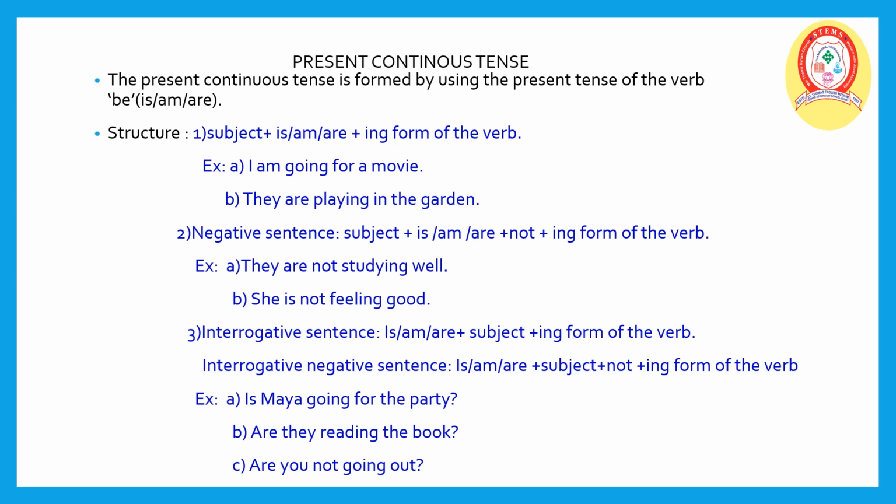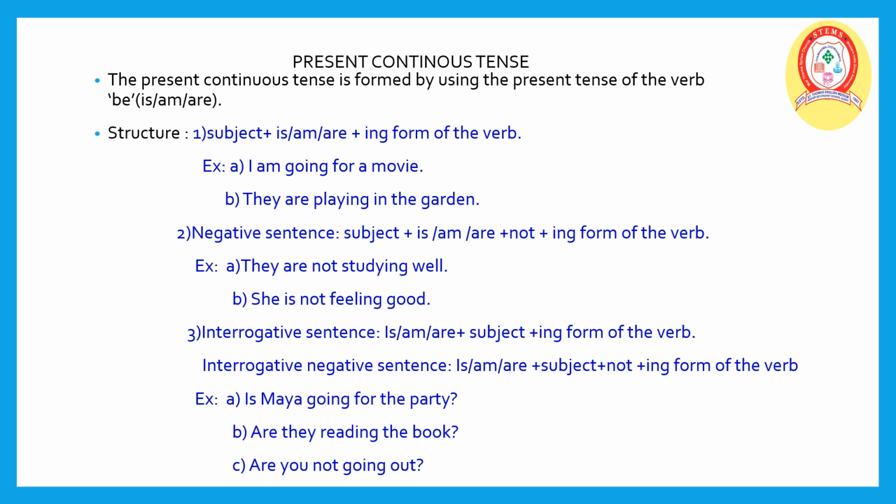Now coming to the next example, they are playing in the garden. Why do we add are? Why don't we add is or am? Yes, because they is plural. A group of children are playing in the garden. So they are playing in the garden. Are is used because they is a group of children, so it is plural. They are playing in the garden.